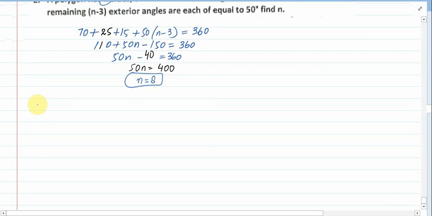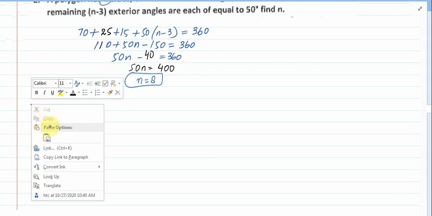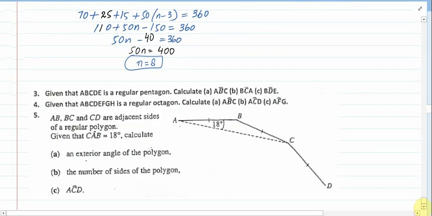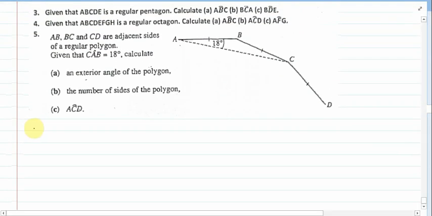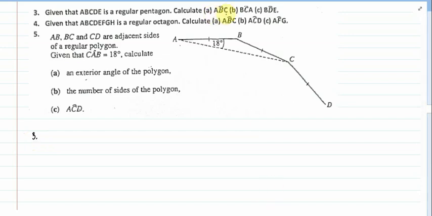Alright, moving on to the next question from the worksheet. Question number 3. It says, given that ABCDE is a regular pentagon, calculate ABC and BCA. So you need to find out the angle ABC, BCA or BDE. Since it is a regular pentagon, that means all the angles are the same.